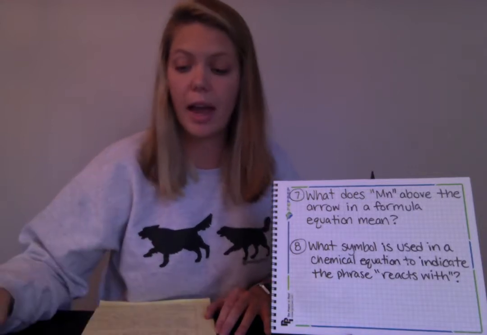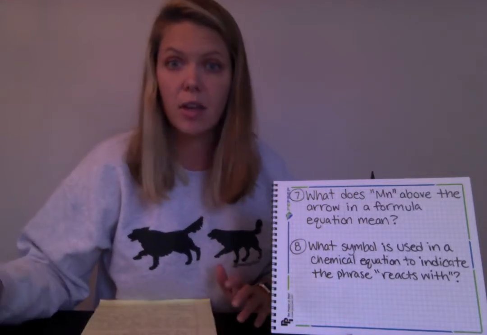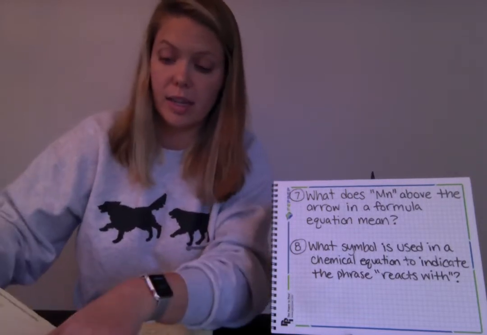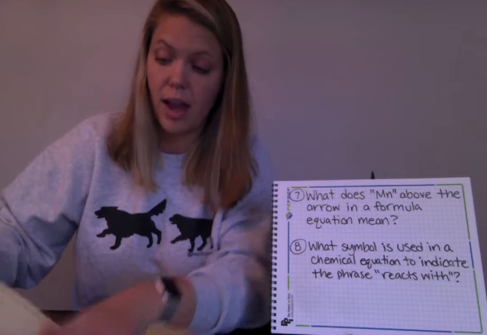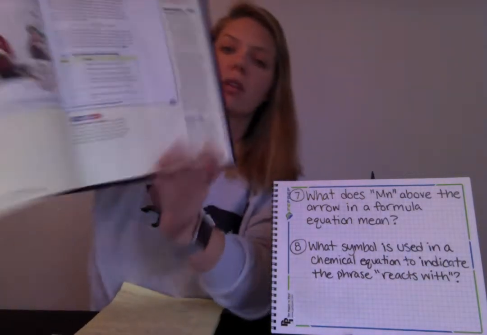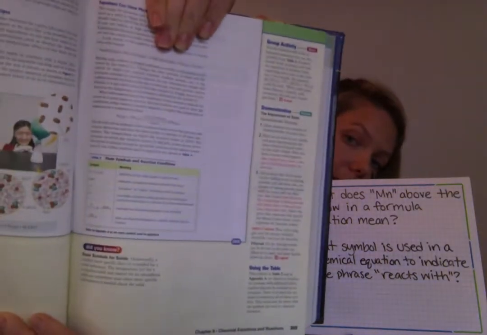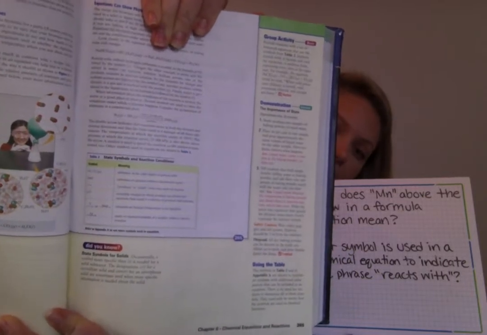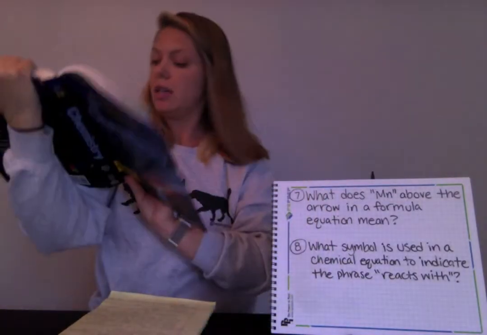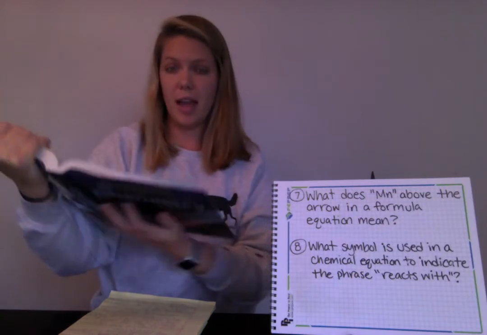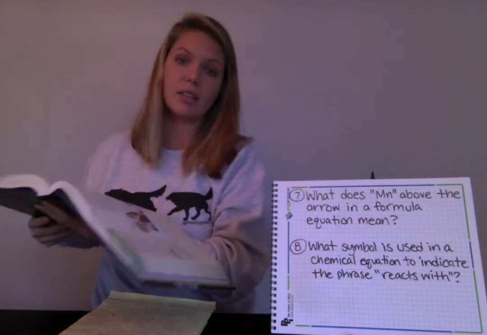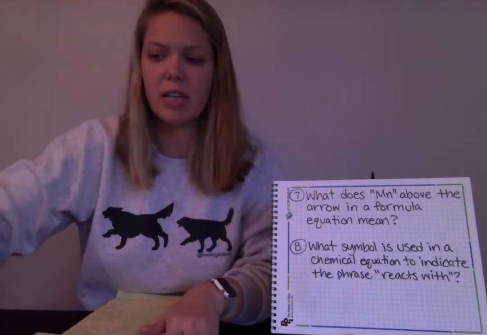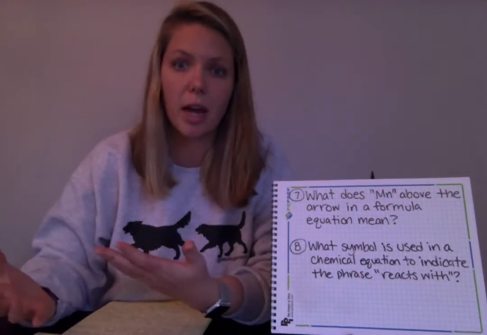If you look at page 265 in the textbook, they have Table 2, which says state symbols and reaction conditions. You can see that here. It might be a little small, but at the very bottom of that table, it has an example: an arrow with a Pd on top of it. A lot of people get thrown off for this one because they say, okay, that has Pd on top of it, not Mn. I'm looking for what Mn means.